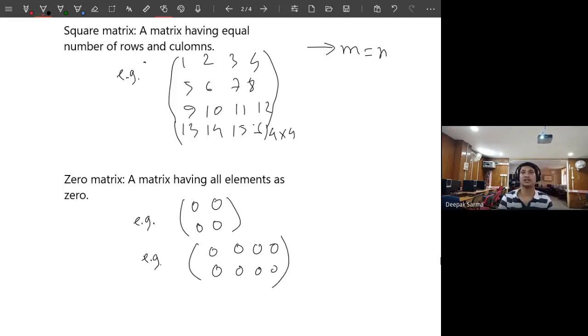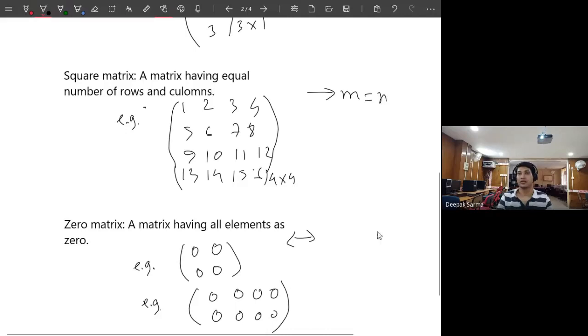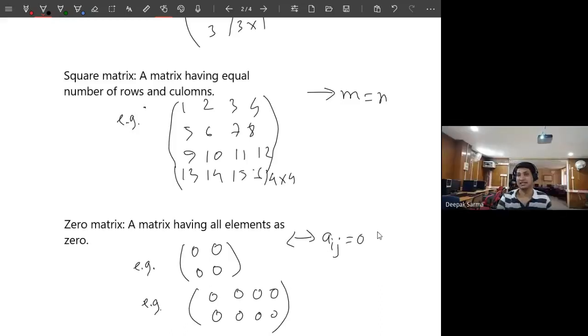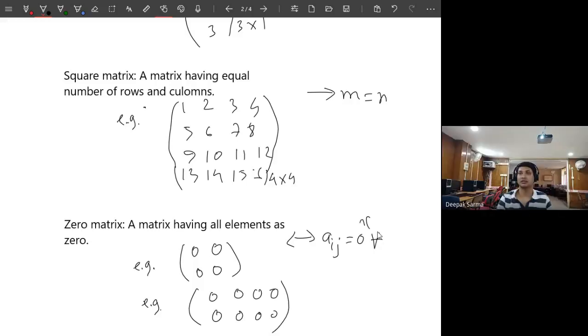Now come to symbolic notation again. Can you write this in terms of symbols? What is the condition here? Aij equals 0 for any ij. Do you know this particular symbol? For all. Instead of writing for all, I will choose this particular symbol: for all i and j.